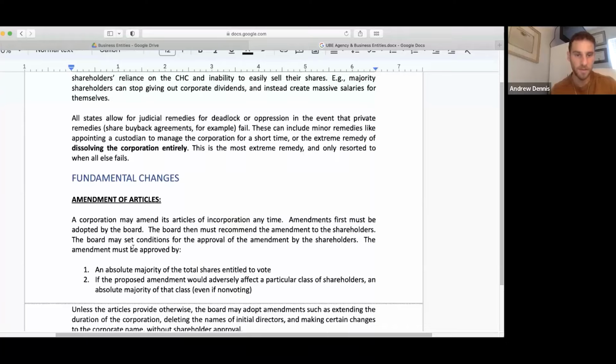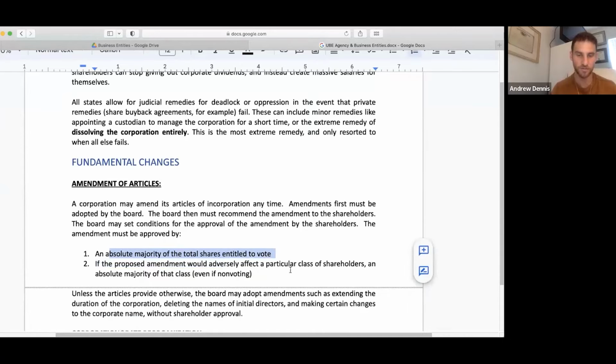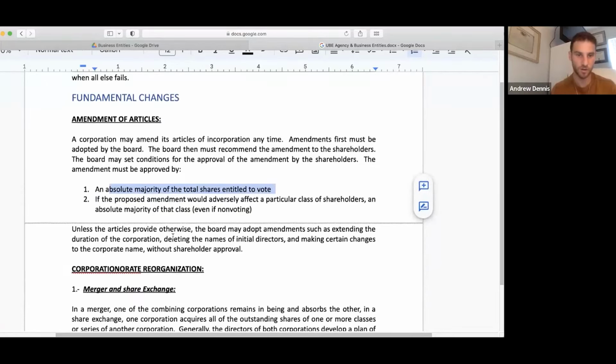So we talk about amendments. Usually you're going to need a vote, right? A corporation may amend its articles of incorporation at any time. It must first be adopted by the board. The board then may recommend the amendment. The board may set conditions. The amendment may be approved by an absolute majority of the vote of shareholders, or if a particular class is being affected, just the majority of that class. Unless the articles provide otherwise, the board may adopt amendments such as extending the duration of the corporation, deleting the names of the initial directors, and making certain changes to the corporation name without shareholder approval.